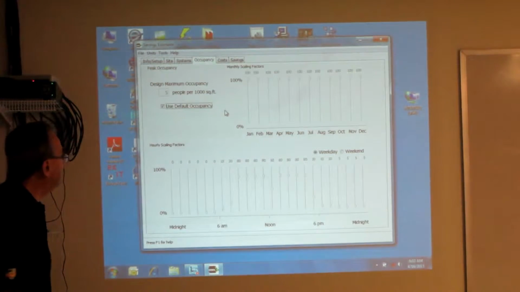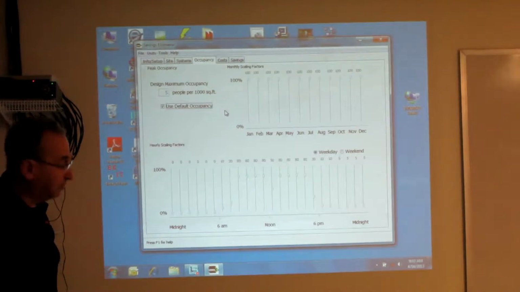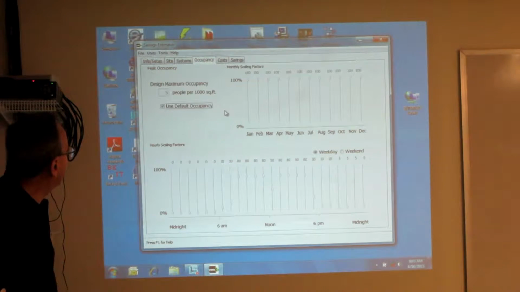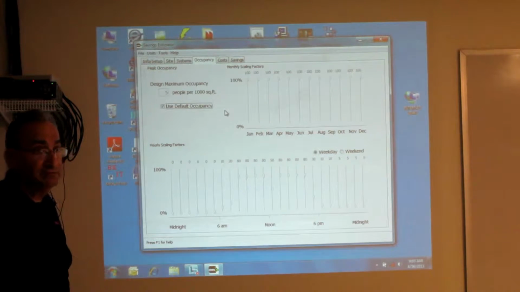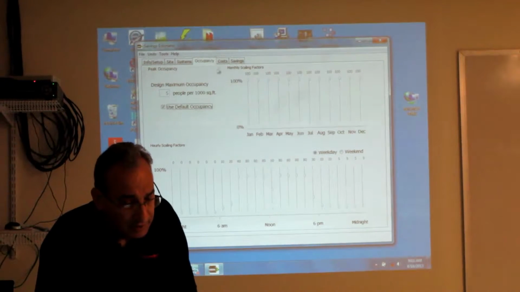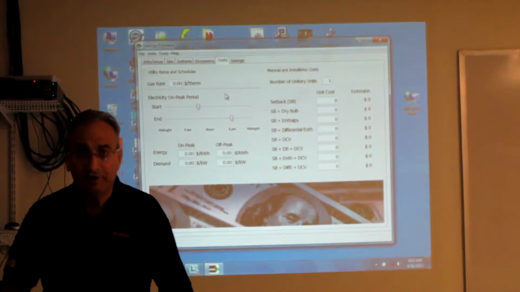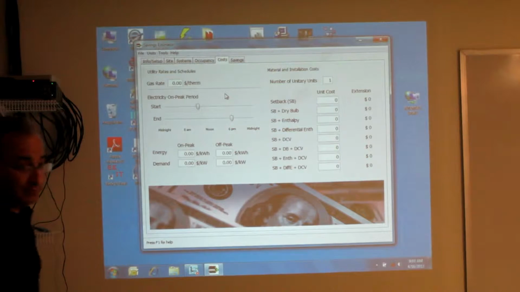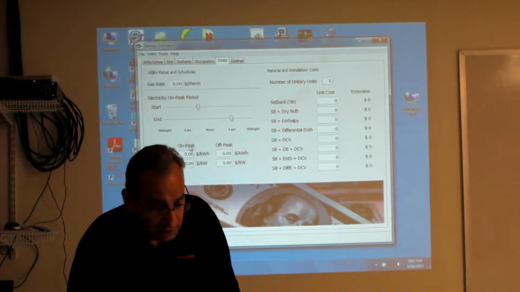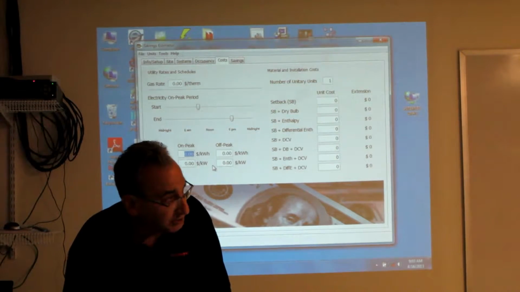And I believe weekends are unoccupied. And how many people per square foot, I'm using the default occupancy. That has to do more with the CO2 levels. I'm using a CO2 sensor. And what's my energy cost here, do you know?